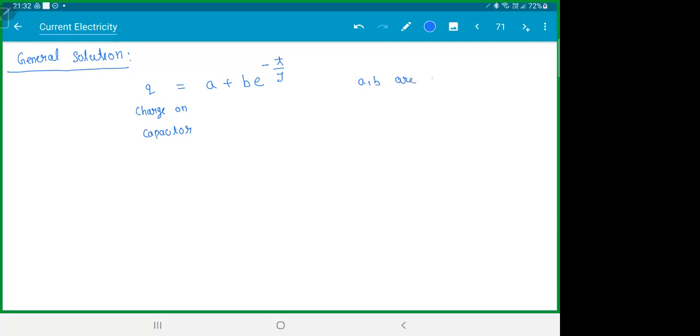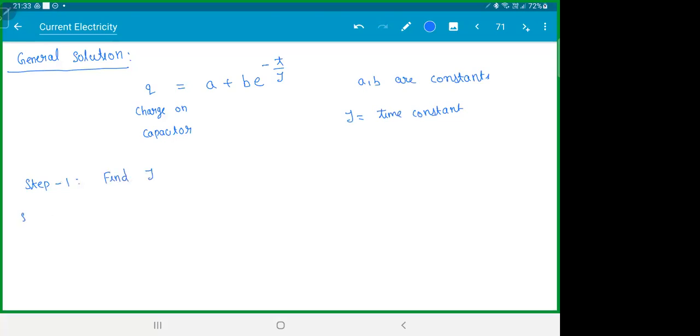Any equation with one capacitor can be written in the form A plus B into e power minus t by tau. A and B are constants here. Tau is called the time constant. So what are the steps involved? Step 1. Now think about it. If you can find the values of A, B, and tau, your job is done.